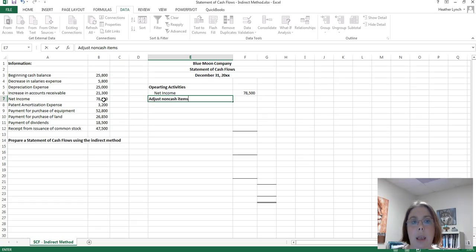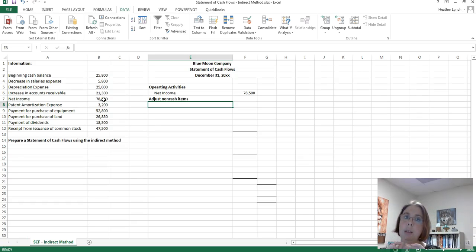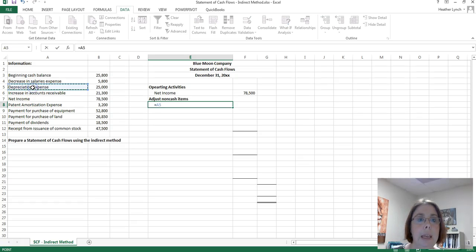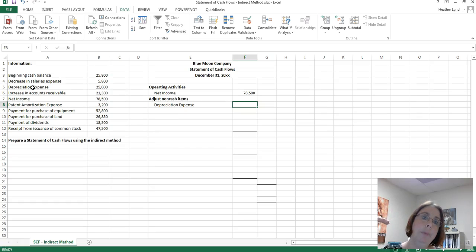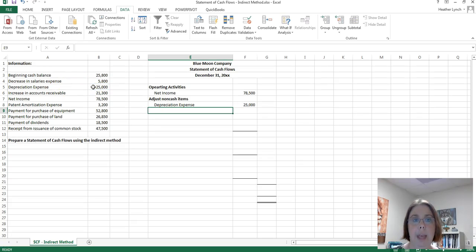From then, we need to adjust non-cash items. And what I mean by non-cash items are those items that were on your income statement and decreased your net income, but weren't cash. Our first example of this is depreciation expense. Depreciation expense reduces your net income, but it's not an actual cash amount. So that is $25,000.